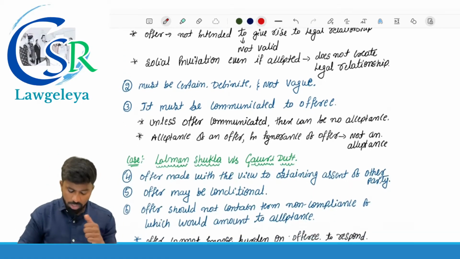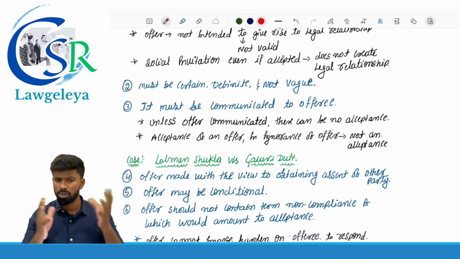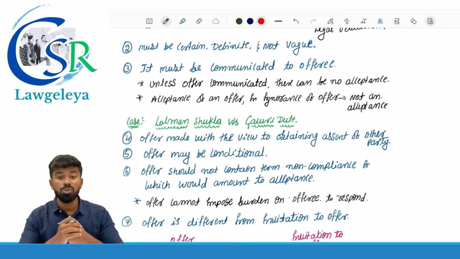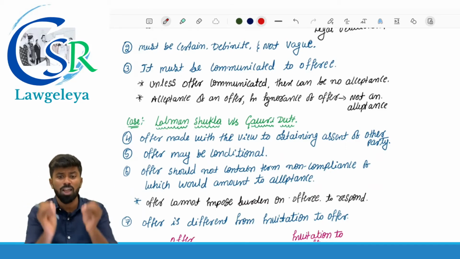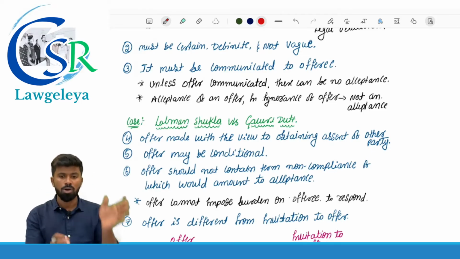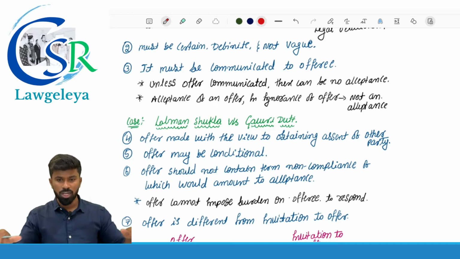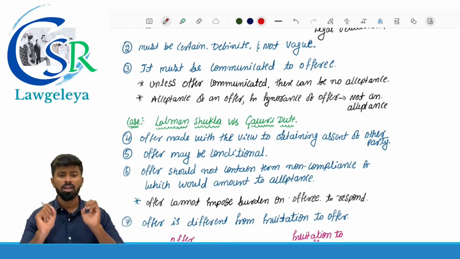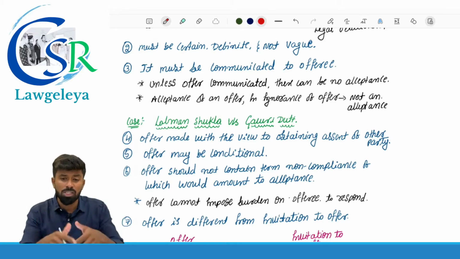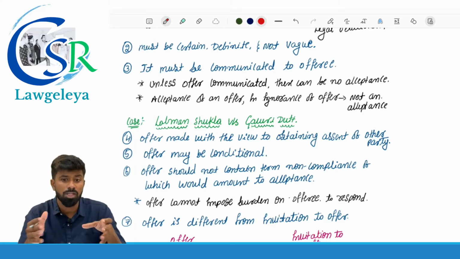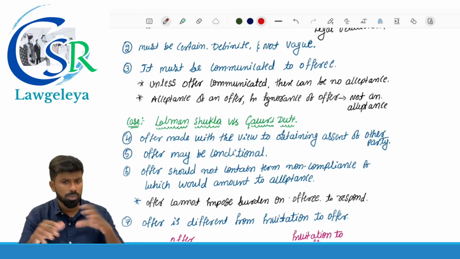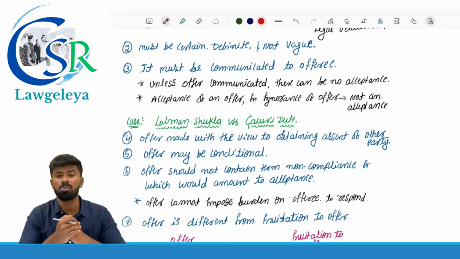Next one, offer must be certain, definite, and not vague. That oil example, fruits example. Next one, it must be communicated to the offeree. One more essential of a valid offer, based on which they can ask questions in the examination. To be a valid offer, the offer must be communicated from offerer to the offeree. If the offer is not communicated, can there be an acceptance? No. You should write: unless the offer is communicated, there can be no acceptance. And an acceptance of an offer in ignorance of the offer is not an acceptance. It is always like this: the offer is communicated, you get to know about it, then you can give an acceptance. If he gives an acceptance without being aware of the offer, is it a valid acceptance? No. For this, we have a case study called Lalman Shukla versus Gauri Dutt.